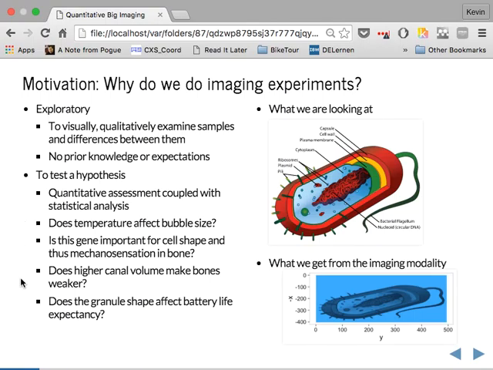Similarly, if you're trying to look at the link between genes and bones, you want to know: is this gene important for cell shape or mechanosensation inside of the bone? To assess that, you need a mouse or some animal that has this gene turned on, and another one where this gene is turned off. Then you compare the cell shape between these two different samples. But you need some metric for comparing the cell shape to show that there's actually a difference, and that the difference is large enough to be considered significant.